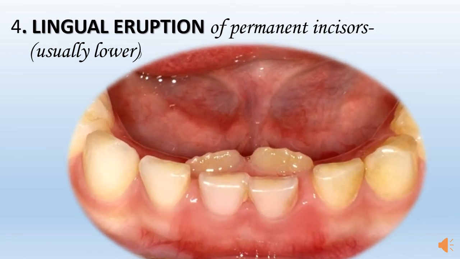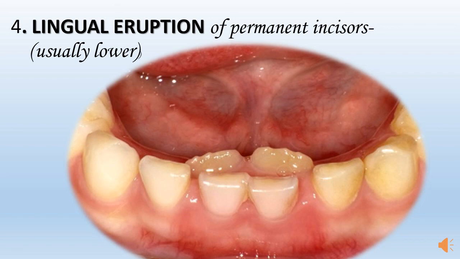Then I'm sure most of you must have seen this scenario. It's really commonly seen, and that's called the lingual eruption of the permanent incisor. That means the permanent incisor that is erupting in the mouth is erupting from the direction of the tongue or from the side of the tongue. And this is most commonly seen, in fact, in 98% of the cases, in the lower jaw.